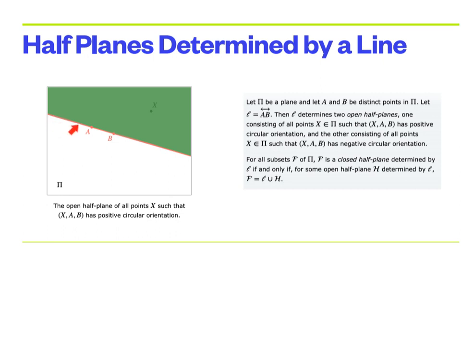An open half plane has a line that is not included. You'll notice that this is now drawn in red. So that's what a half plane is. Let's check out the formal mathematical definition.